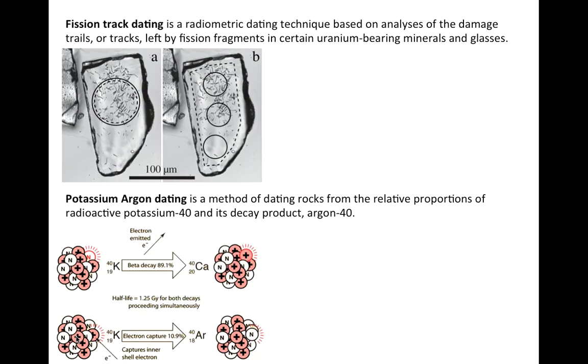Whereas potassium argon dating is a method of dating rocks from the relative proportions of radioactive potassium 40 and its decay product, argon 40. The rate at which potassium 40 decays into argon 40 isotopes over time is known. Therefore, the ratio of potassium to argon 40 isotopes found in materials at different stratigraphic layers will give the relative age for that layer. This method is an example of a radiogenic isotope dating method.